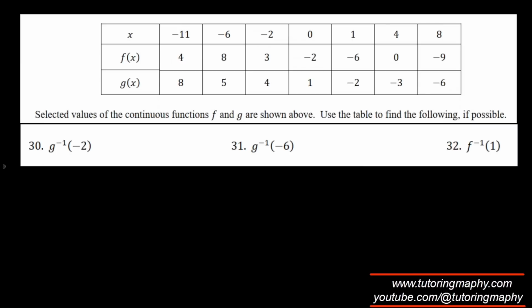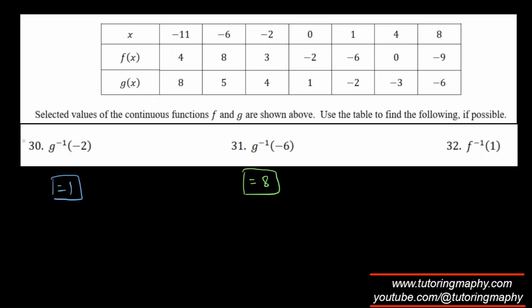Over here, g inverse of -2. Again, be careful. I'm looking where g is -2, which is right here. And the corresponding x coordinate is just 1, which is 1 over here. I'm looking for g inverse -6. So -6 is right here, which is the value of g. And the corresponding x coordinate is my answer, which is just 8.